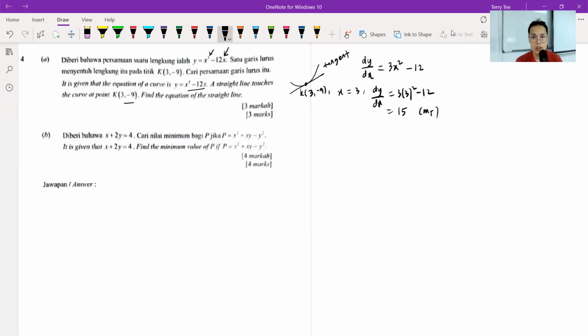Yeah, this 15 represents the gradient of the tangent. So to form the equation of the tangent, let's use the formula y minus y1. Let me write down the formula for you in case you're not sure. From coordinate geometry, y minus y1 equals m(x minus x1). My y1 is negative 9. My gradient is 15. My x1 is 3. So this is 15x minus 45. The plus 9 you bring to the right becomes minus 9. My y is 15x minus 54. There you go. That's your equation of the straight line. Okay.